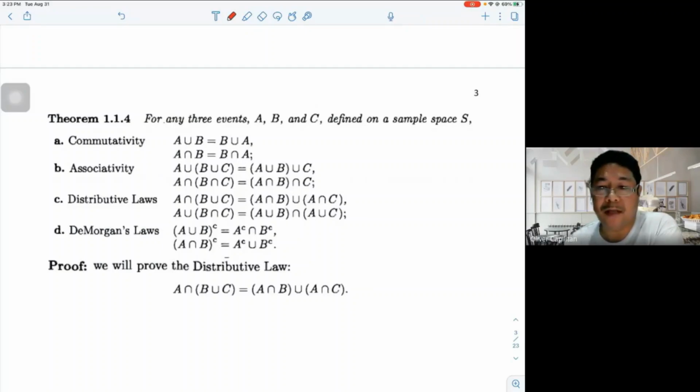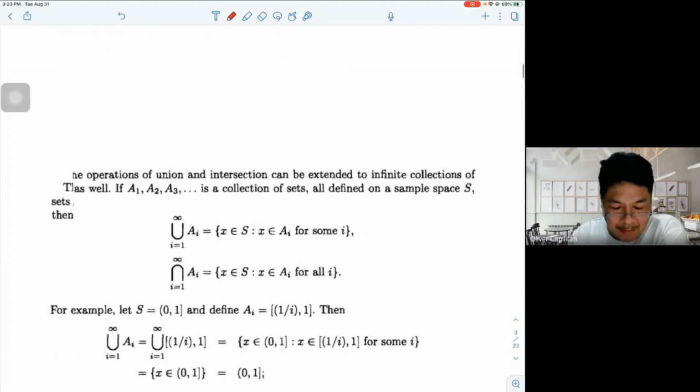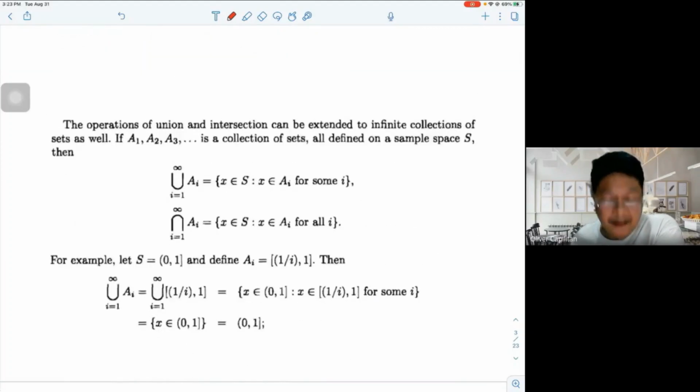And then we have here in theorem 1.1.4 the properties of set operations. We have the commutativity property, associativity, distributive laws. We have the De Morgan's laws. And then I have showed you how to prove a particular law here. I think we have proved the distributive property as well as the De Morgan's law. Now, one of the De Morgan's laws.